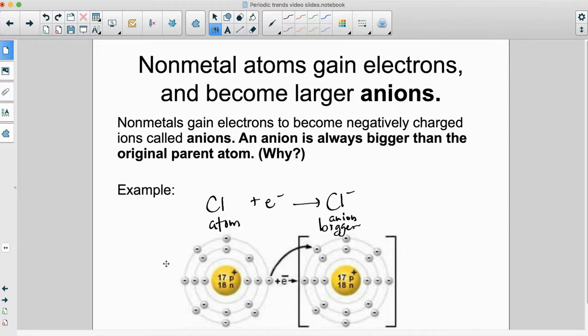The original atom had 17 electrons. The ion has 18 electrons. Well, the nucleus with its 17 protons can't pull in 18 electrons as well. So the size of the anion is always going to be bigger or larger than the original parent atom.